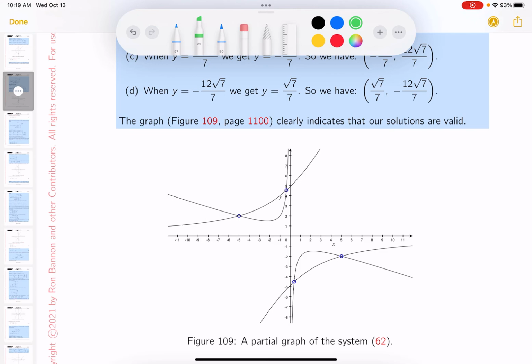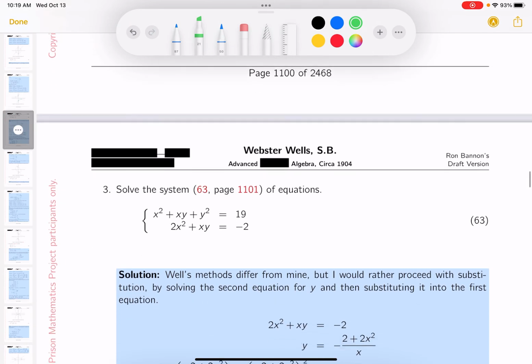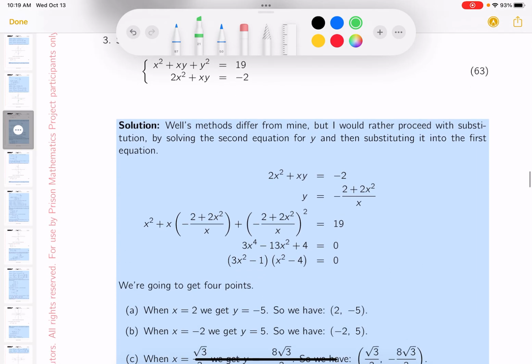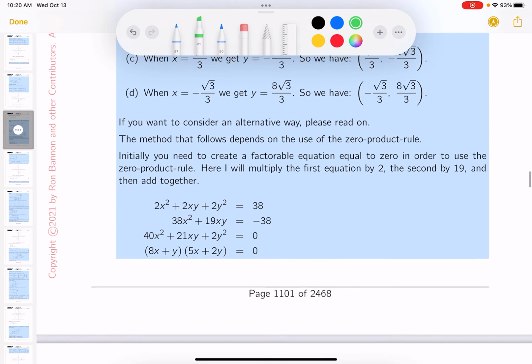It may be hard differentiating who's who in the picture, but clearly, just looking at it, I think you probably know there are 4 points of intersection. And it takes time to just think through it, all right? This one over here, it looks like I did substitution again, right? Different from what Wells would do.